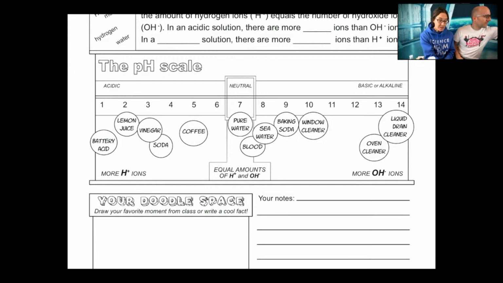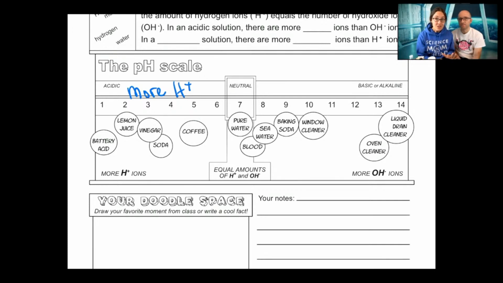So pure water has a pH of 7, and that means the hydrogen ions equal the hydroxide ions. You've got equal amounts of those. But if we get more hydrogen, I'm going to grab the pen right here real quick and write more hydrogen ions, then we are acidic.